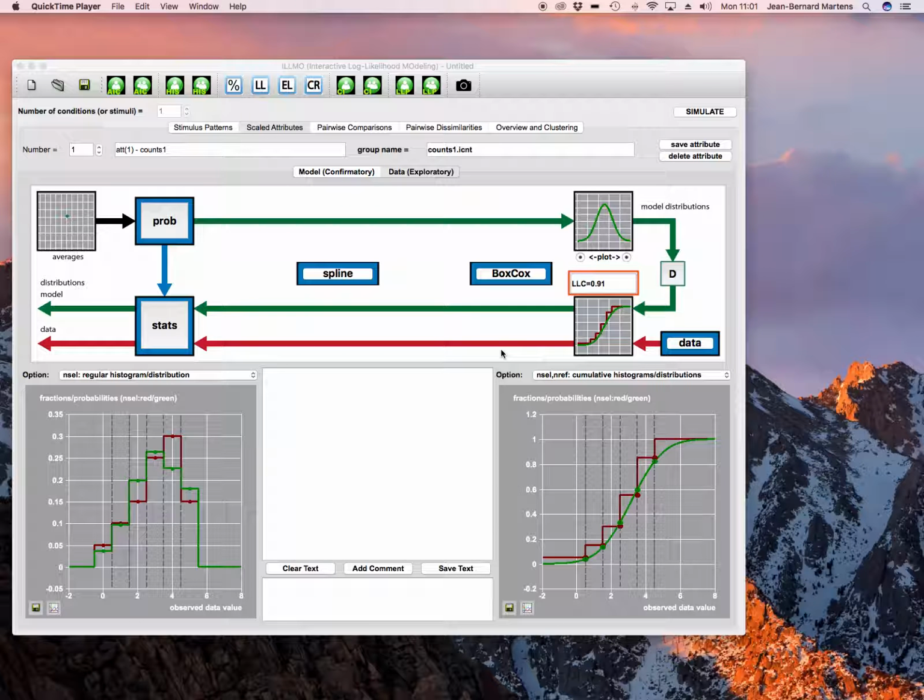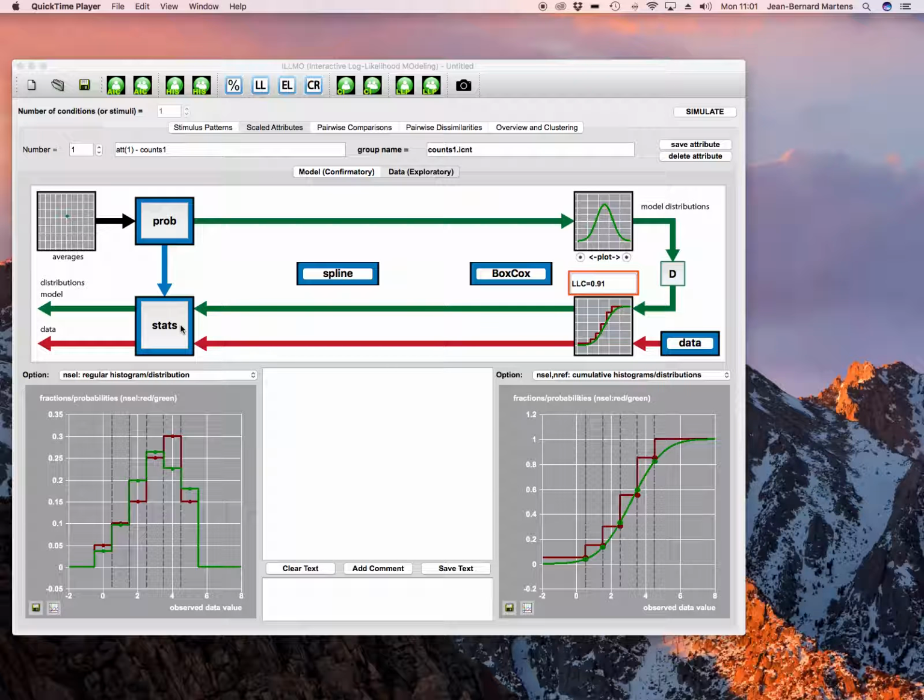This video illustrates how confidence intervals for distribution parameters can be created if there's only a single experimental condition. The data being used is the same as before. It's the counts data of scores in a classroom, and the data has already been read into the ILLMO program.